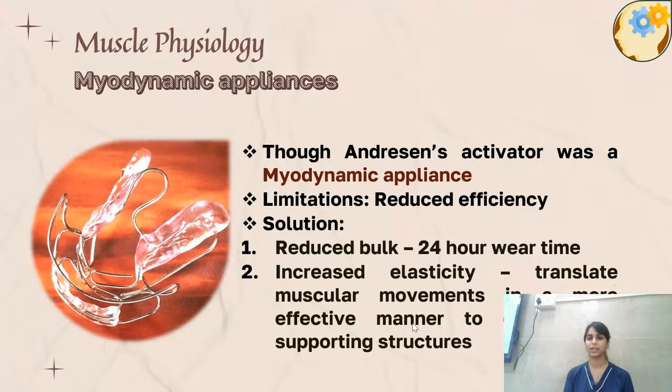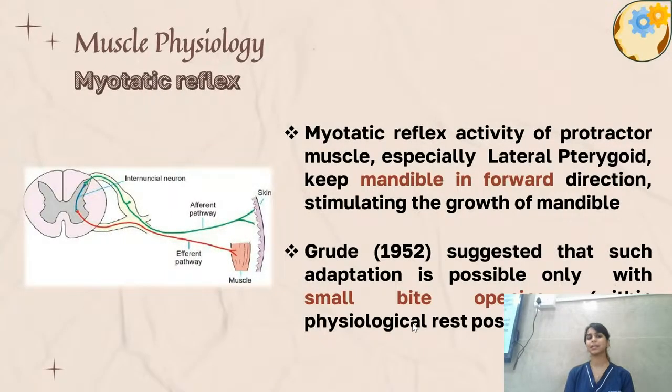So to overcome this, Bimler's appliance was introduced, which reduced the bulk to allow 24-hour wear time, and it increased the elasticity so that muscular movements could be translated in a more effective manner to both dentition and supporting structures. After discussing this, let's discuss the two very important reflexes, that is the myotactic reflex and the clasp knife reflex.